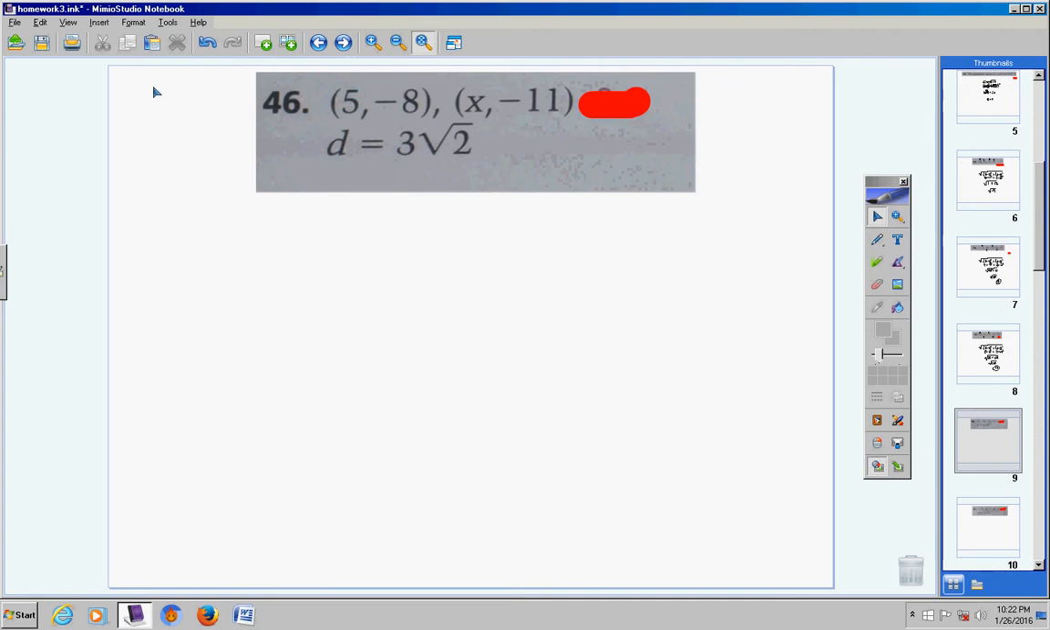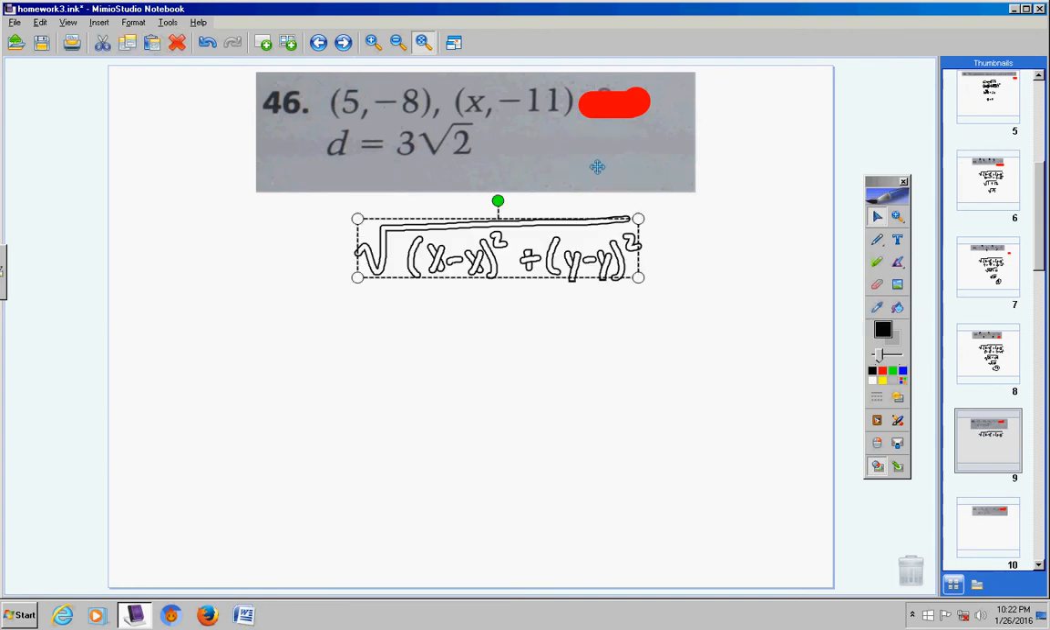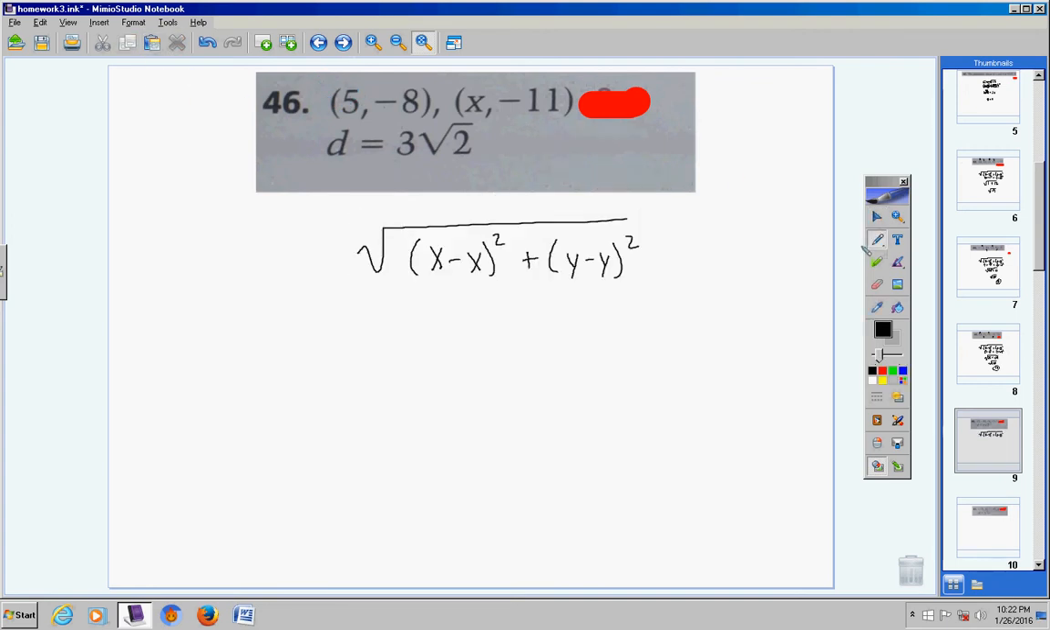Alright, here we go. We're going to solve for x. So notice what they've given us here is two ordered pairs, but one of the ordered pairs is missing a number. Okay, so we're going to find that number that will give us this distance right here.